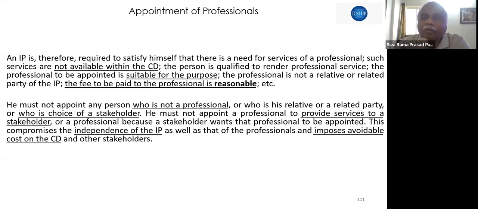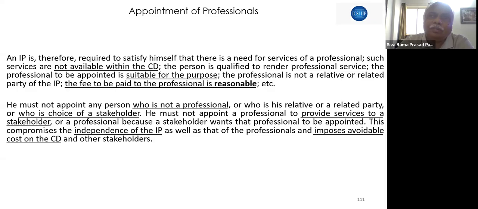Simply paying 5 lakhs or 2 lakhs or whatever the amount, depending upon the size of the company. Such services may be available within the CD. Suppose the finance department is there. If they are competent, then you take their assistance instead of taking accountants from outside. The person should be qualified to render professional service. The professional appointed should be suitable for this purpose.